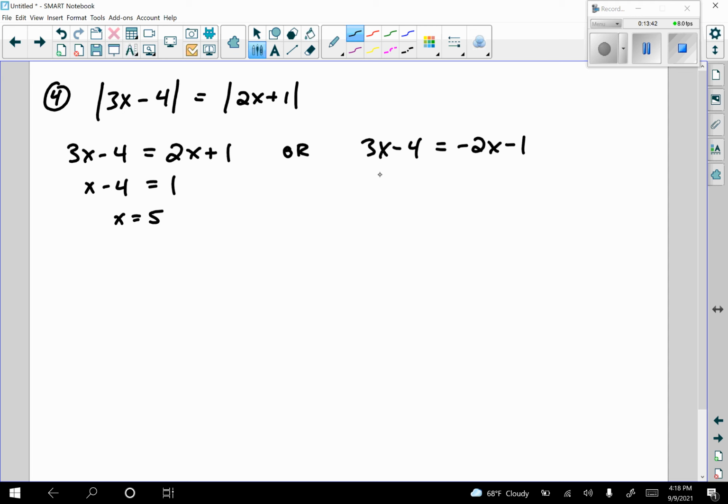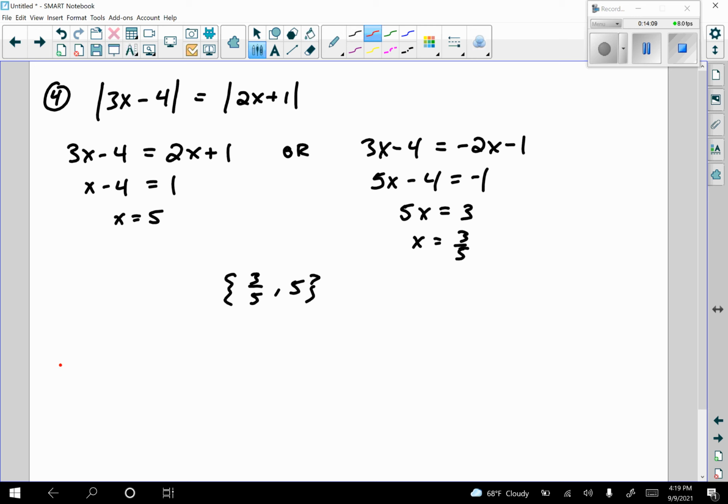2 times 5 is 10, plus 1 is also 11. Over here, I'm going to add 2x, so we'll get 5x minus 4 equals negative 1. Add 4, 5x is going to equal 3. x is going to equal 3/5. Now, this is going to take a little bit more time, but you can use your calculator to check this or take your time and get common denominators. So here, our solution is 3/5, 5.